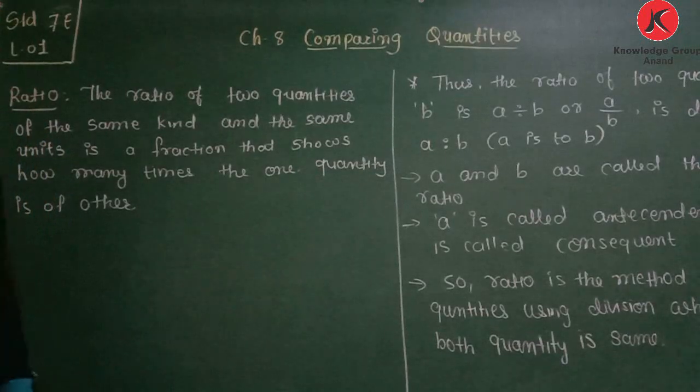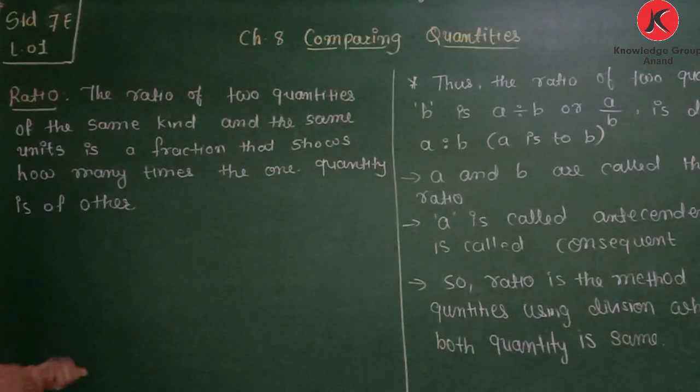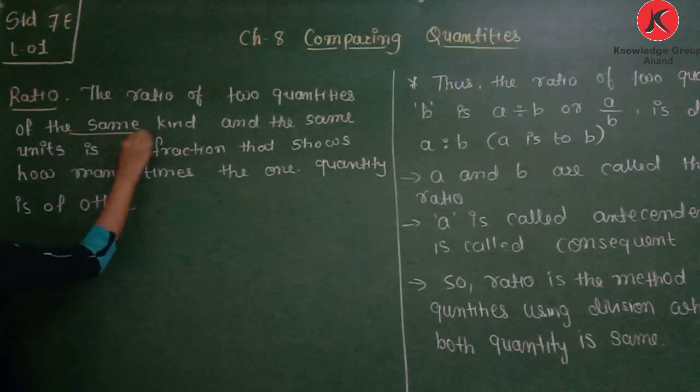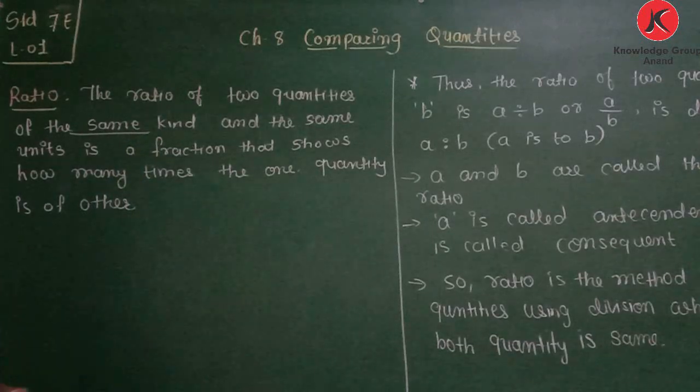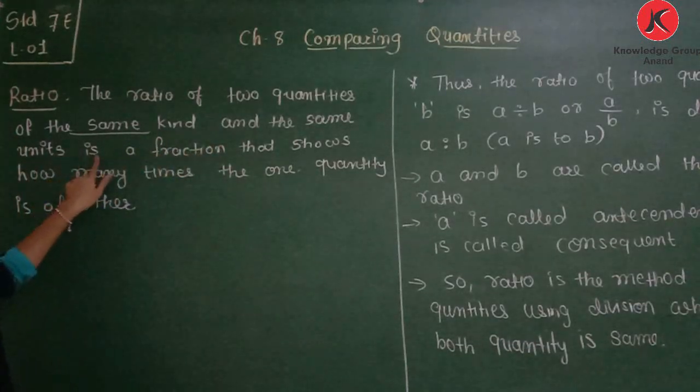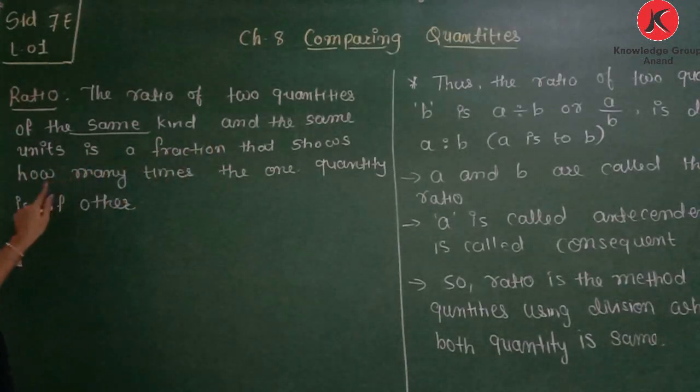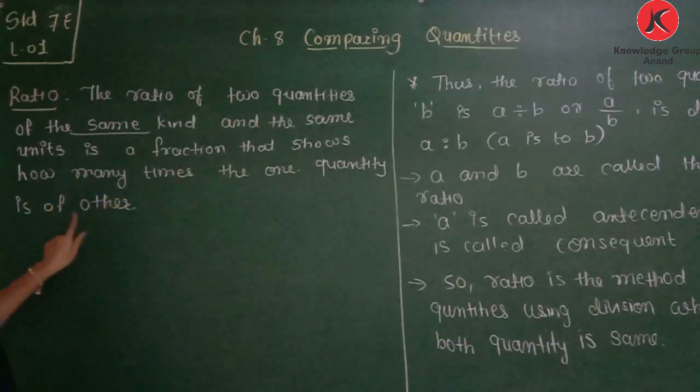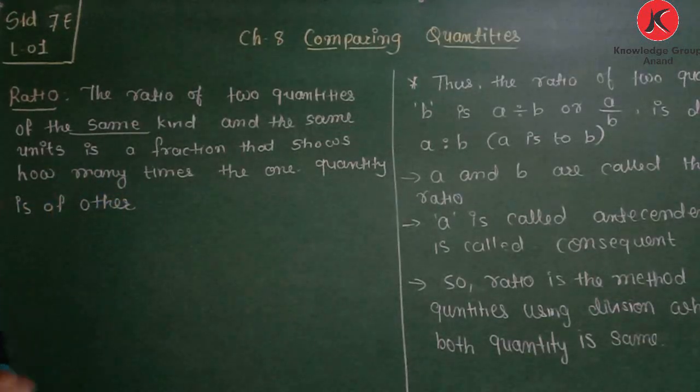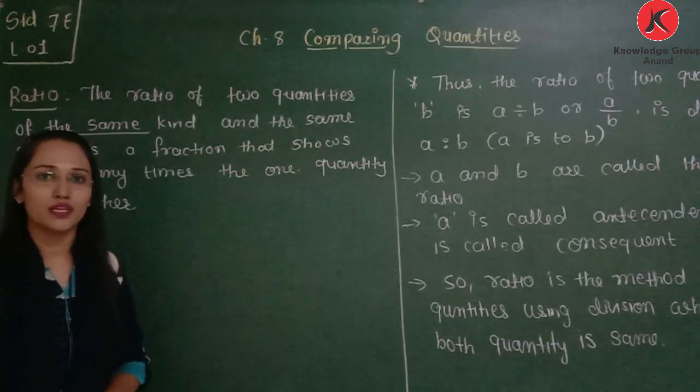So what is the definition of ratio? It is the ratio of two quantities of the same kind. Two quantities of the same kind means the units are the same, and the ratio is a fraction that shows how many times one quantity is of the other. So let's understand this definition with one example.